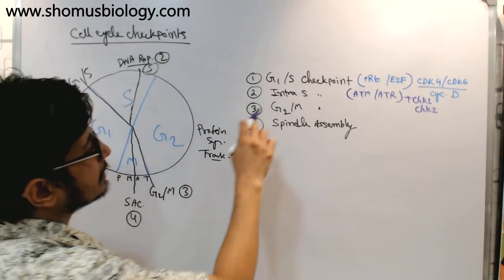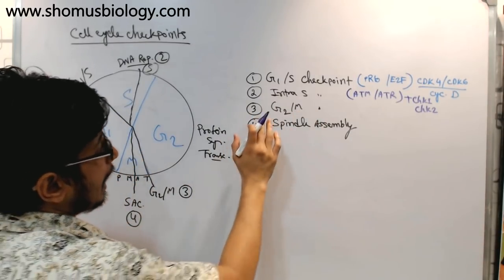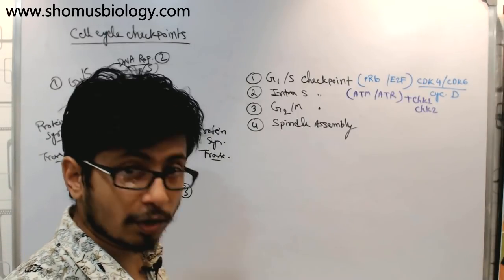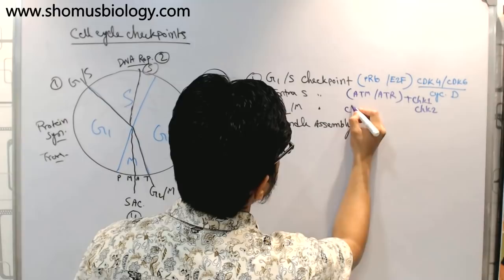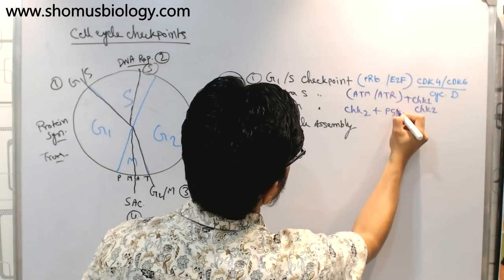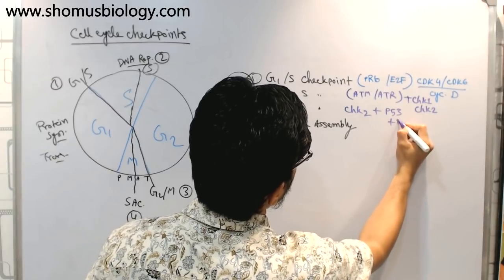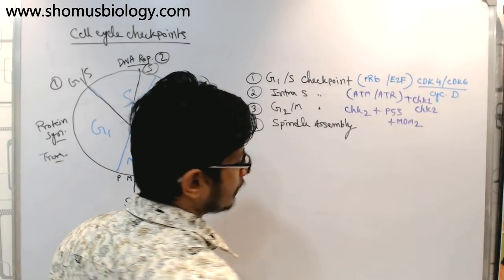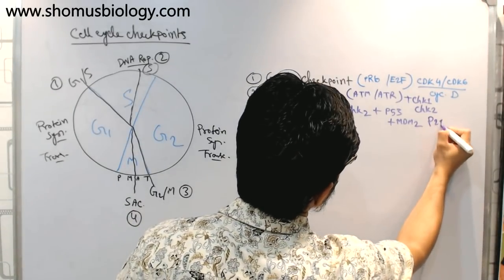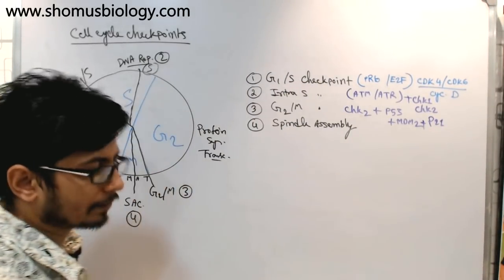On the other hand, there is the G2/M checkpoint, where after the DNA replication is done, they check whether there is any DNA damage or not. If there is DNA damage, then CHK2 is involved, along with P53, MDM2, and P21. They are all involved together.